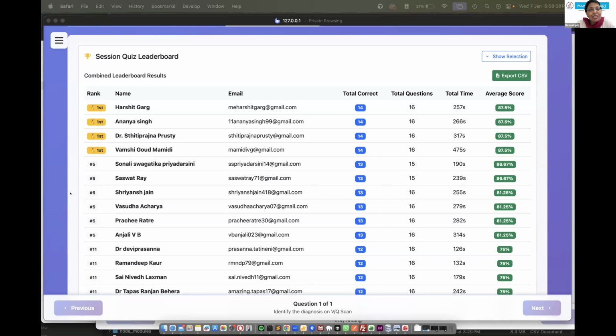But this time we have to take first, second, and third. The first one will be Shriti Prajna Prusti. And second, Vamshi Goud Mamidi. And third is Sonali Swagatika Priyadarshini. So we have only three winners. Is that right? Yes, sir. So these three are the winners. For the rest, the fastest first and other things, and the best question, Richa will see the questions and then decide. Sure, sir. Thank you very much, Richa. You can close the session.